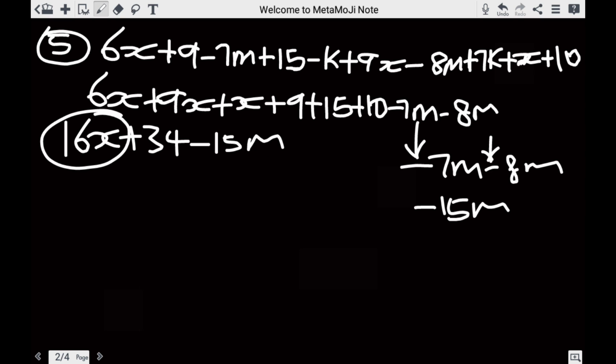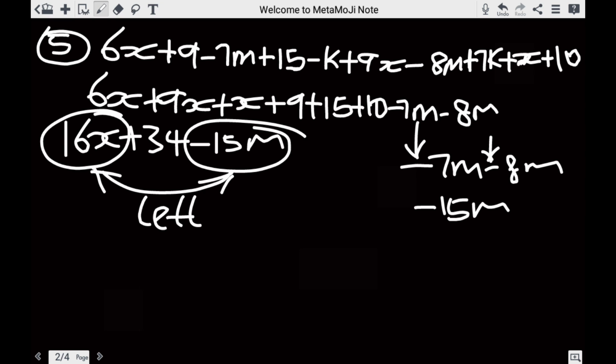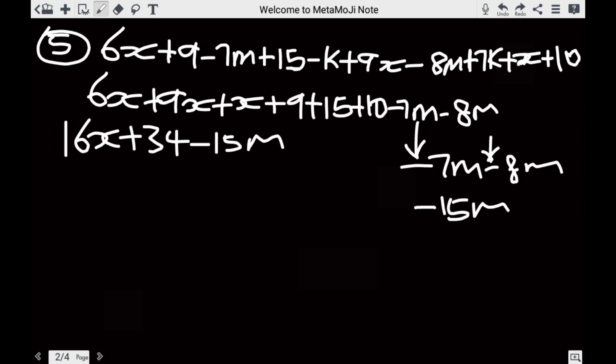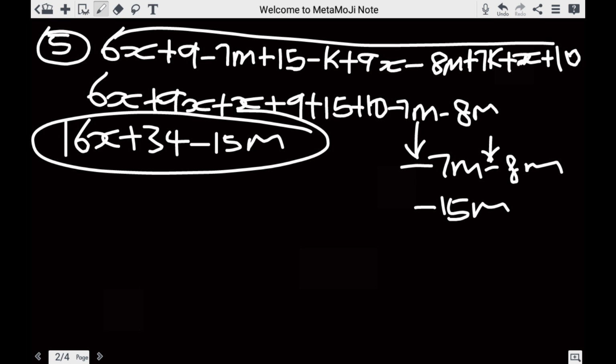What about 16s and minus 15m? Minus 15m and this 16s here are letters, but the letters are not the same. The letters are different from each other. M is different from s. So you cannot add the 16s and minus 15m together either. Therefore, this is the answer for the expression you see here.